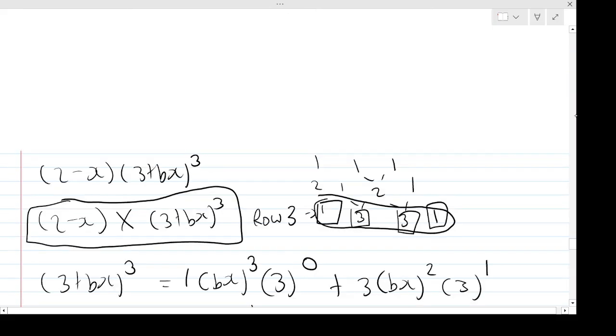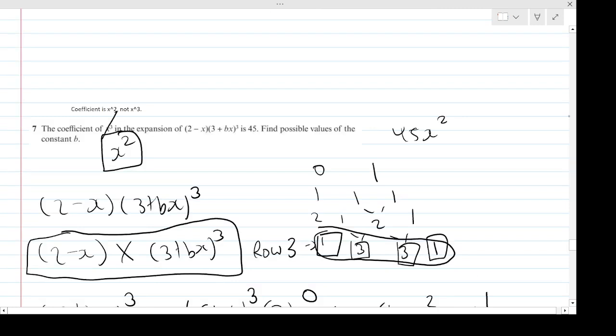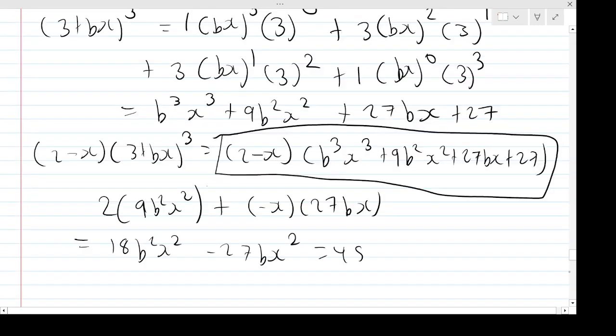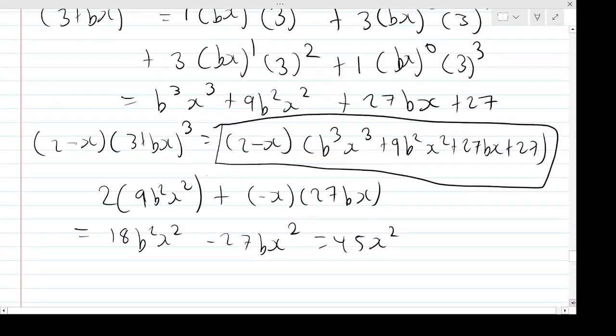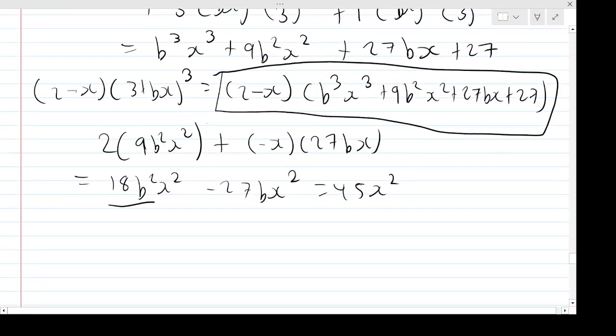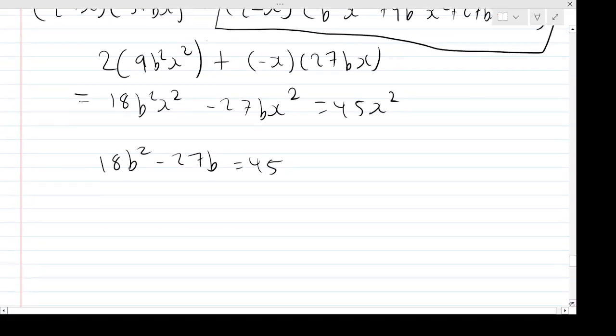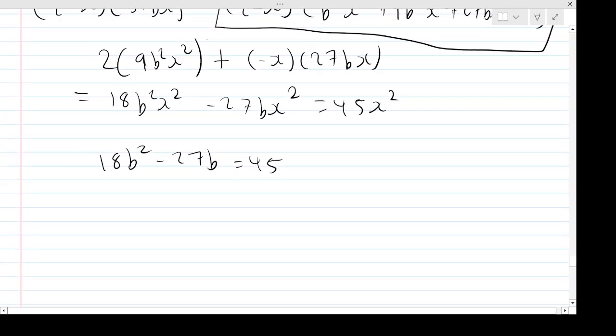Right, now we are told that the coefficient of x squared is actually 45. So we should get 45x squared out of all this. So again, we can then just equate the coefficients, so therefore 18b squared here minus 27b here, that would then have to equal 45. And so therefore at this point, it's just a quadratic for b, right? So if I take the 45 to the other side, to solve for b, I get 18b squared, take away 27b, take away 45 equals 0.